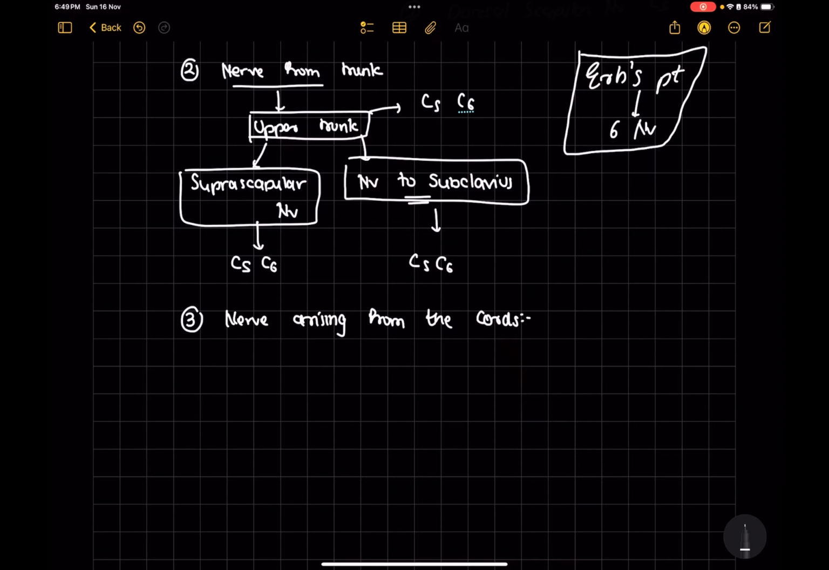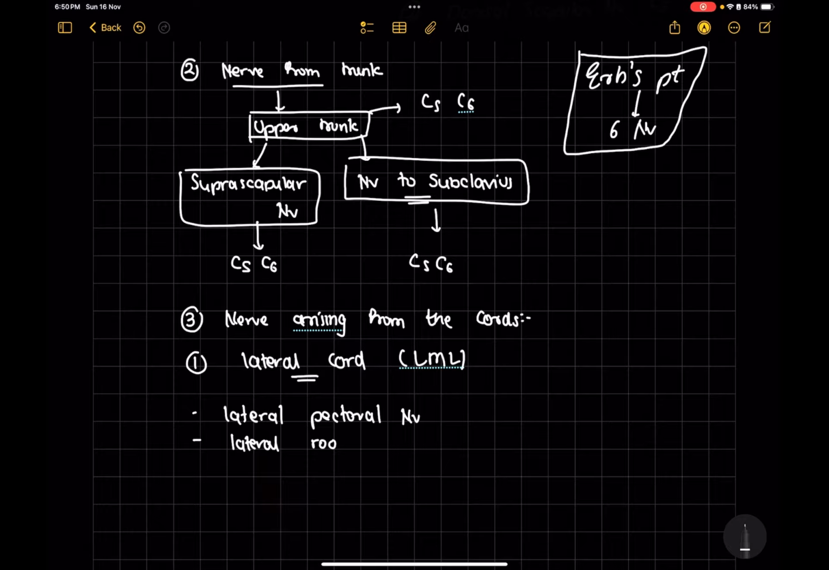Okay, so first go with the lateral cord. Remember one simple mnemonic, that is LML. What does LML give us? It gives us lateral pectoral nerve, it gives us lateral root of median nerve, and it gives us musculocutaneous nerve.